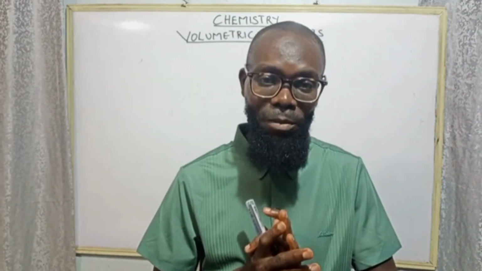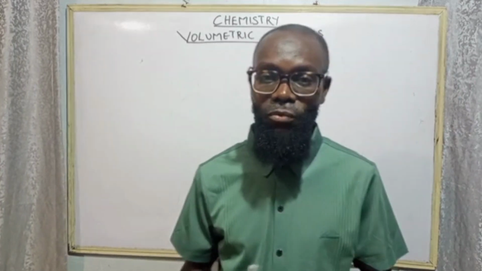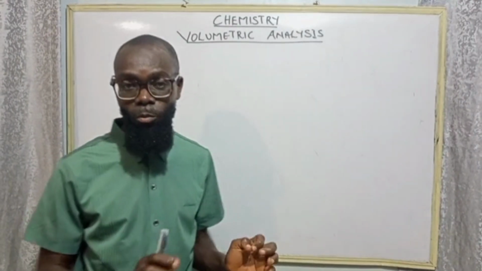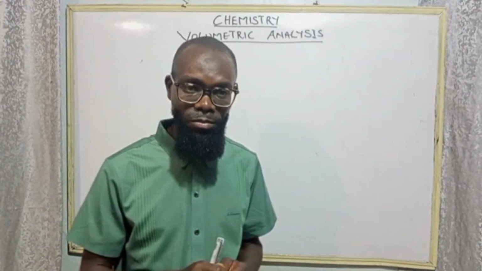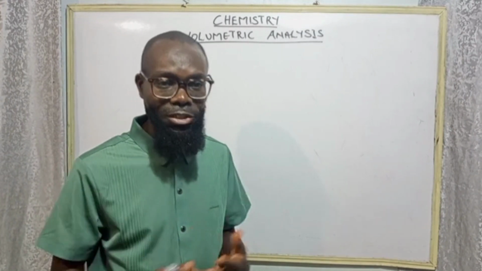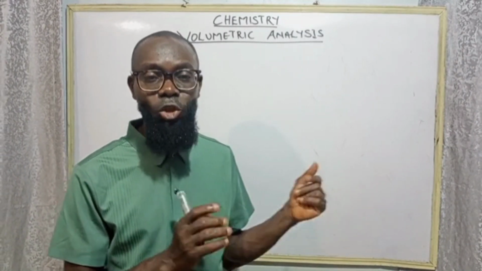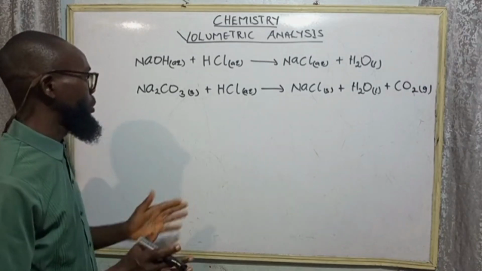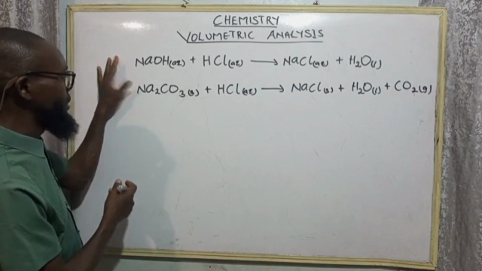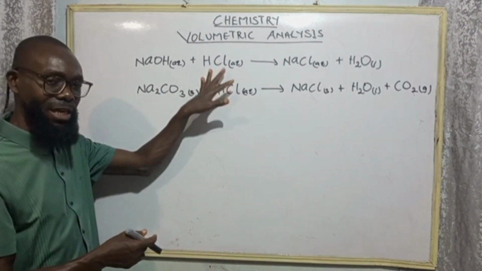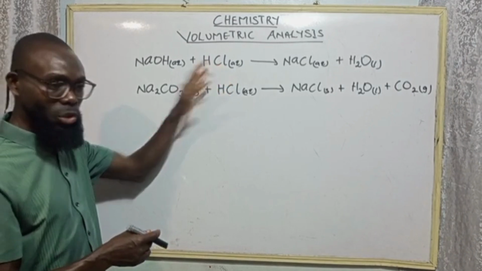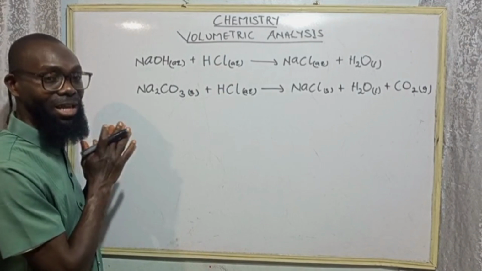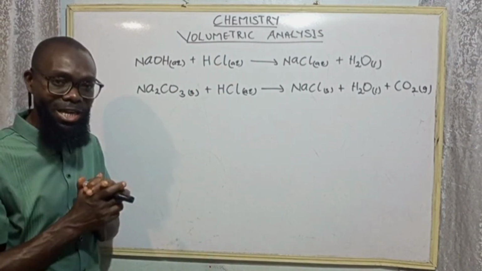Now, let's dive in properly. Volumetric analysis, from that particular word, volume, involves measuring the volume of reactant substances. During a chemical reaction, reactants are those at the left hand side, while the products are those at the right hand side. So, when we look at these reactants here, sodium hydroxide and HCl, they are the reacting substances. When we are trying to measure the volume of the reactants in this chemical reaction, we are describing volumetric analysis.